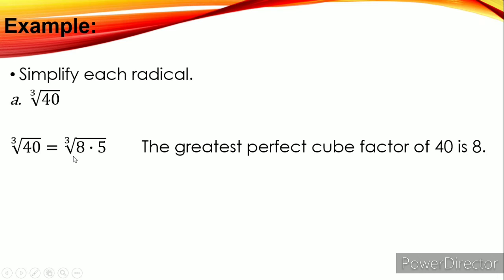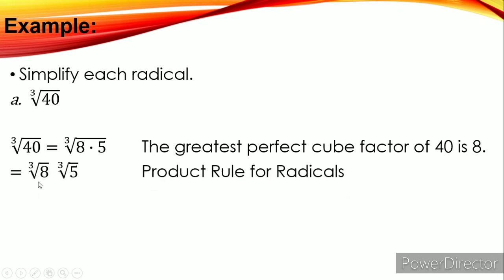Then, cube root of 8 times 5 can be written as cube root of 8 times cube root of 5, the product rule for radicals. Then, cube root of 8 times cube root of 5 equals 2 cube root of 5 because cube root of 8 is equal to 2. Then the final answer is 2 cube root of 5.